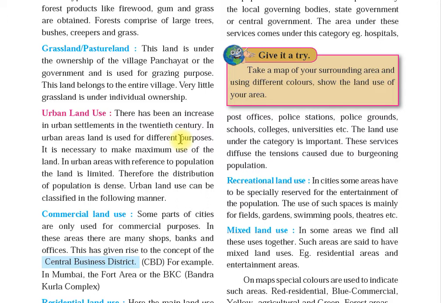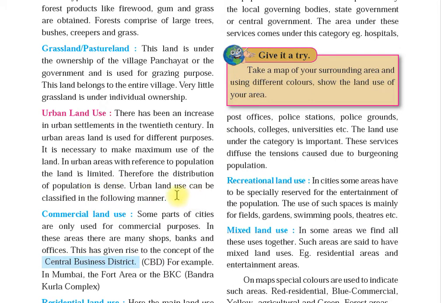And what do you mean by urban? The place where you're staying now, you're staying in a city. It is necessary to make maximum use of land. So in urban areas, we try to make maximum use of land. In urban areas, with reference to population, the land is limited. Our population is more and the land is very less. Therefore, the distribution of population is dense. So here population is too much.